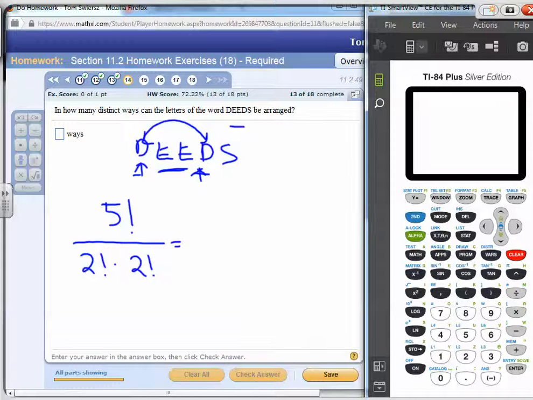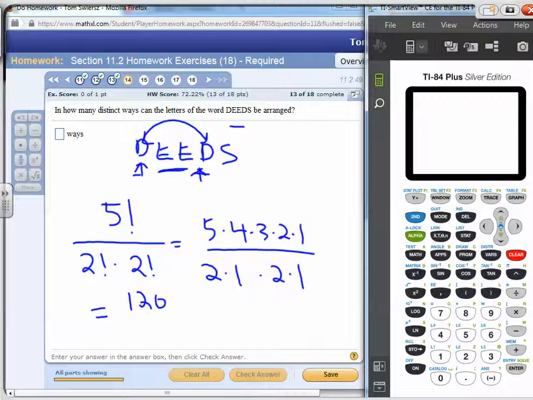So what you have now is 5 factorial, which is 5 times 4 times 3 times 2 times 1. Each of these 2 factorials is 2 times 1 and 2 times 1. Now again, you can do the factorials on your calculator, but these numbers aren't that large. You can probably do it quicker by hand in this case. 5 times 4 is 20, times 3 is 60, times 2 is 120. Then 2 times 1 is 2, another 2, and the two 2's multiply to give 4. So finally 120 divided by 4 is 30.